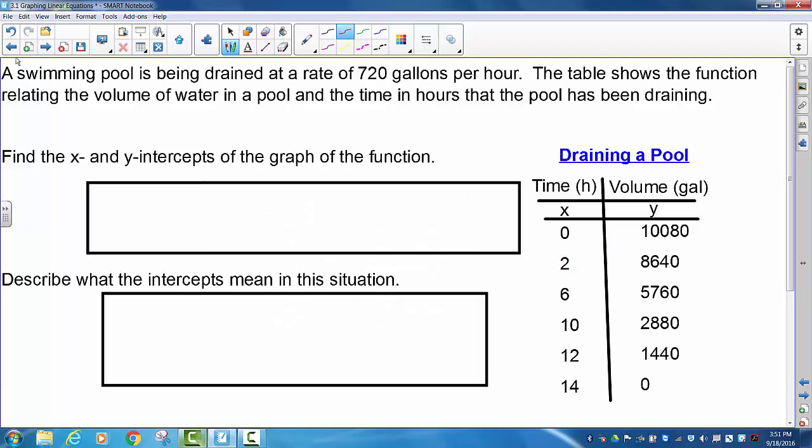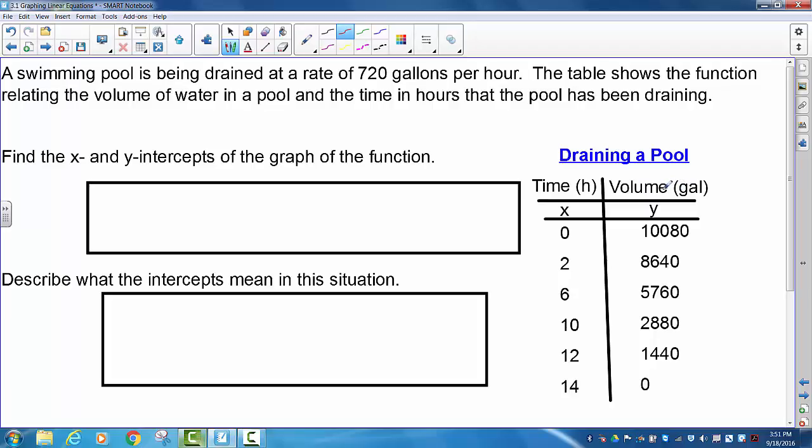A swimming pool is being drained at a rate of 720 gallons per hour. This table shows the function relating the volume of water in a pool and the time in hours that the pool has been draining. What I want you to do is find the x and y intercepts of the graph of the function. So this table right here shows the time and the volume. The time is done in hours, the volume is done in gallons.